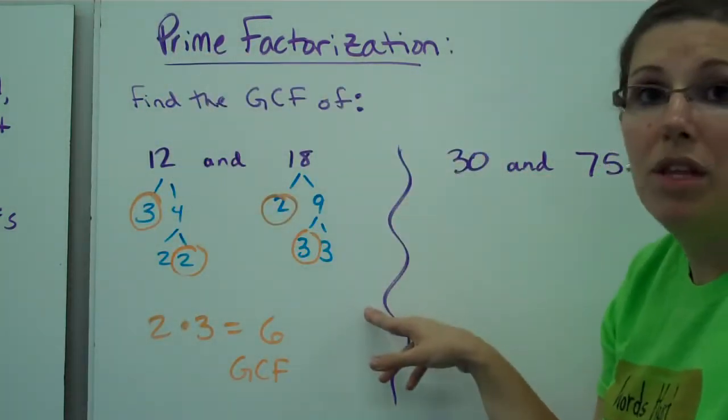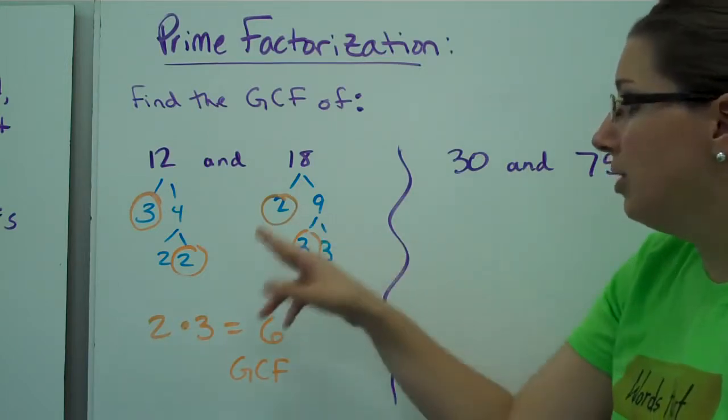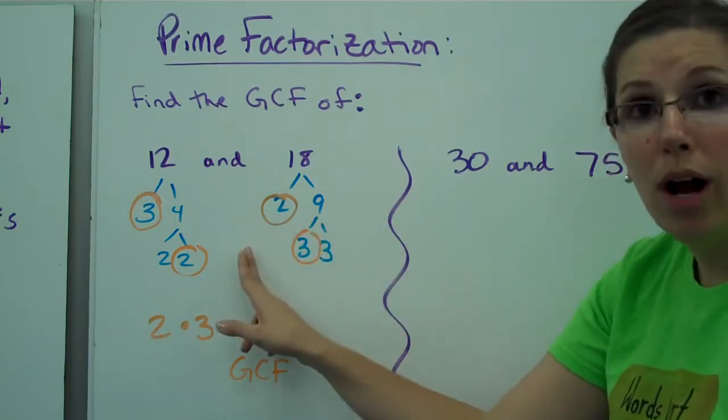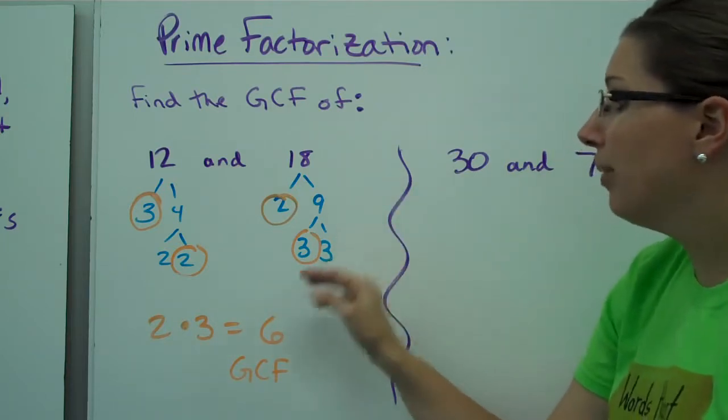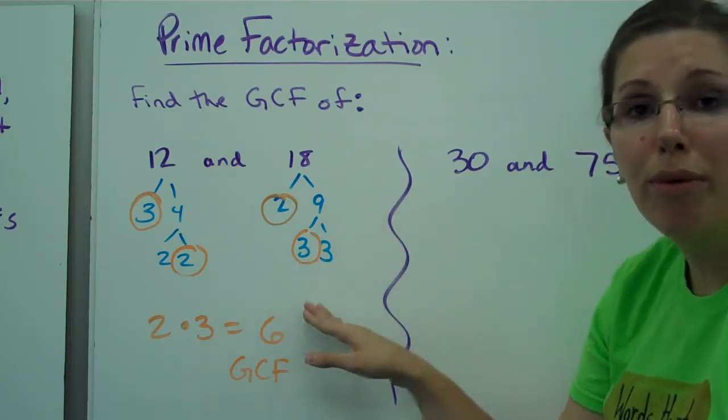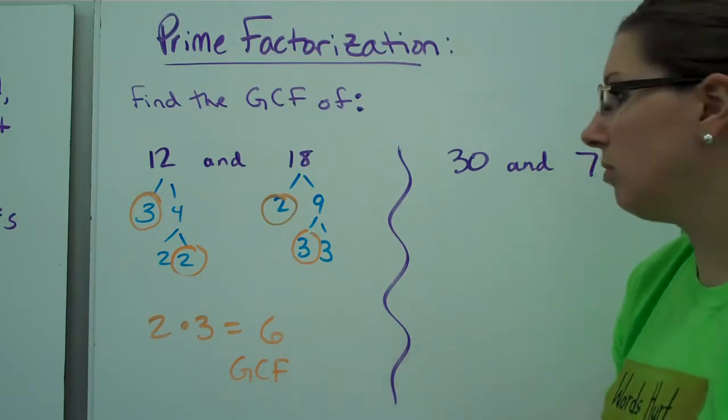Then I would do the same thing for the number 18. 2 times 9 is 18. 2 is prime, 9 is not. So I need to continue breaking that number down. 3 times 3 equals 9. And the number 3 is prime, so I'm done.